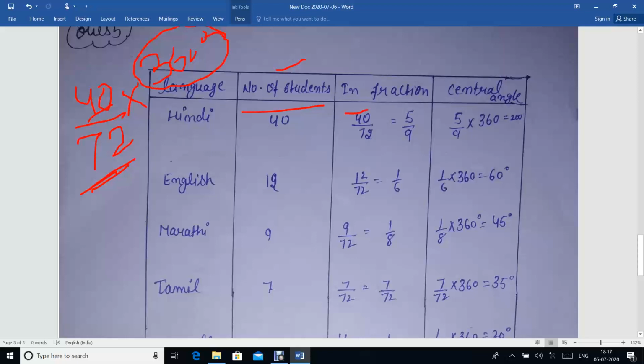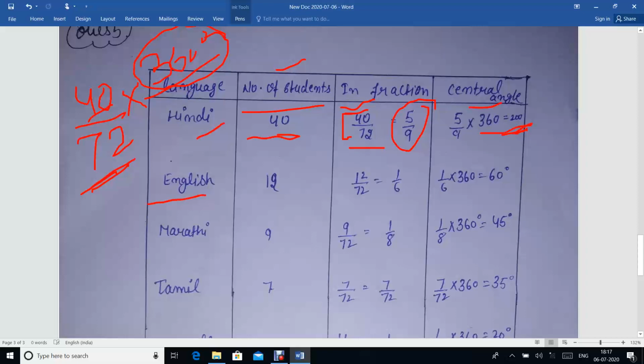See, 40 students speak Hindi, so 40 is in the numerator, and the total number of students, as you saw in the question, is 72. So 72 is in the denominator. After solving that, we get 5 upon 9. To make a pie chart, we have to multiply this fraction by 360 degrees, and after that you will get 200 degrees. So for Hindi, the central angle is 200 degrees.